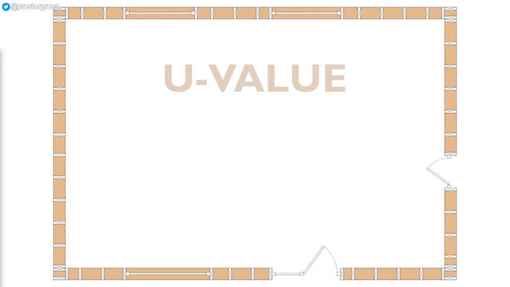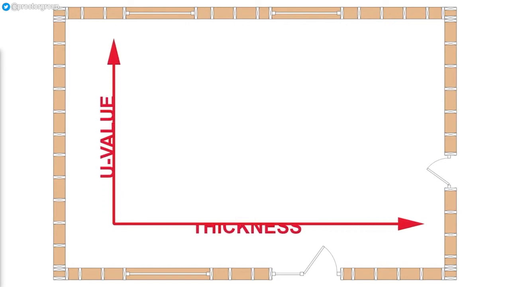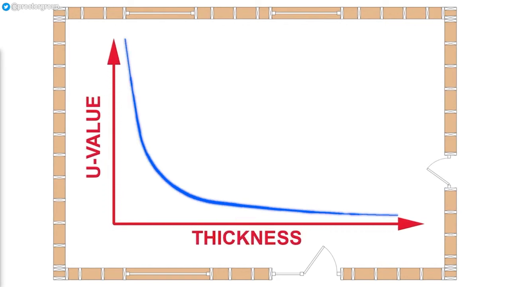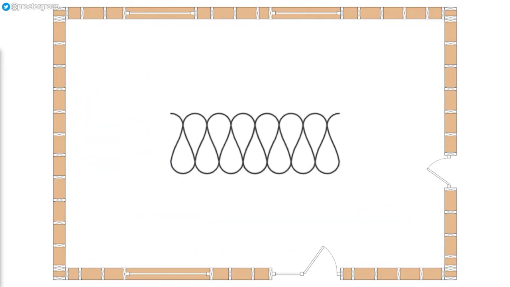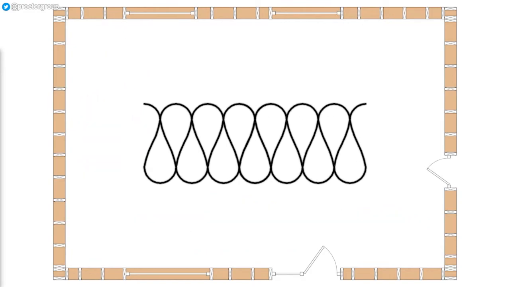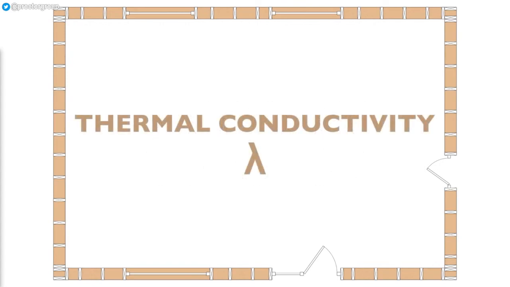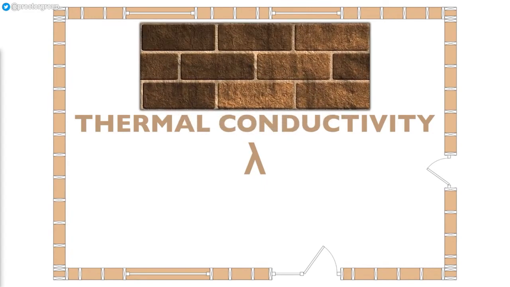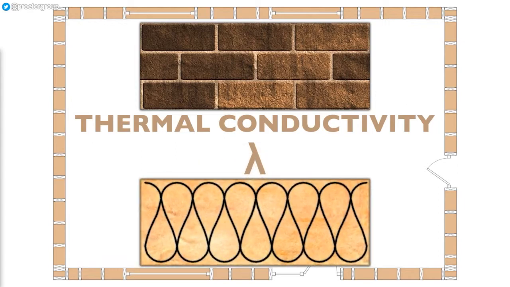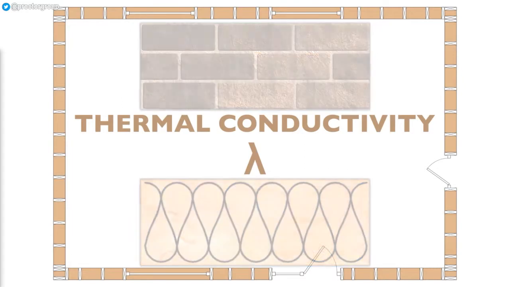U values are affected by a law of diminishing returns, so the more insulation we add, the more we need to improve the U value further. So after a certain point, it ceases to be cost-effective or space-efficient to add more insulation. We also have to consider that not all materials insulate equally well, and to define that, we use a value called the thermal conductivity, or lambda value. The lower this value is, the less able it is to conduct heat flow, so the better it will work as insulation. Typical building materials like bricks or metal have a high thermal conductivity, while insulation materials like mineral wool or rigid foams have a far lower conductivity.